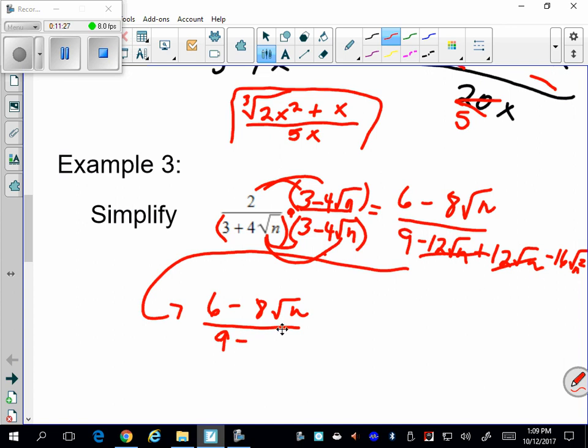Now we have 4 different terms. We have 6, we have 8 square root of n, we have 9, and 16n. Do all 4 of those have something in common? We have 2 and 3, and 6, 2 and 4 and 8, 3. Nope, there's nothing in common. This is your final answer. Nothing else you can simplify.